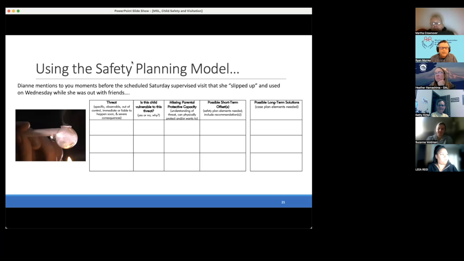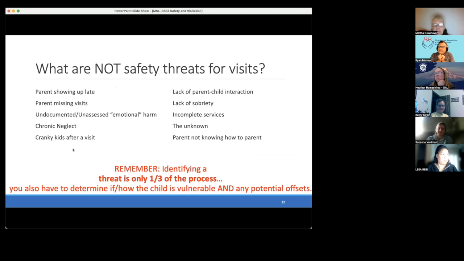All right. I do have a list of some things that are not safety threats. And when I say something is not a safety threat, I do not mean it's not a problem. I'm saying in terms of the analysis between a case planning issue or a safety threat, these are not safety threats. Number one, parent showing up late for a visit. It's not a safety threat. That child is not in harm. Right? It's annoying. But another way to think of safety threats too, this might be a little bit extreme, but just to give you that idea, do I need to call 911? Am I that concerned? So parent showing up late for a visit, not a safety threat.